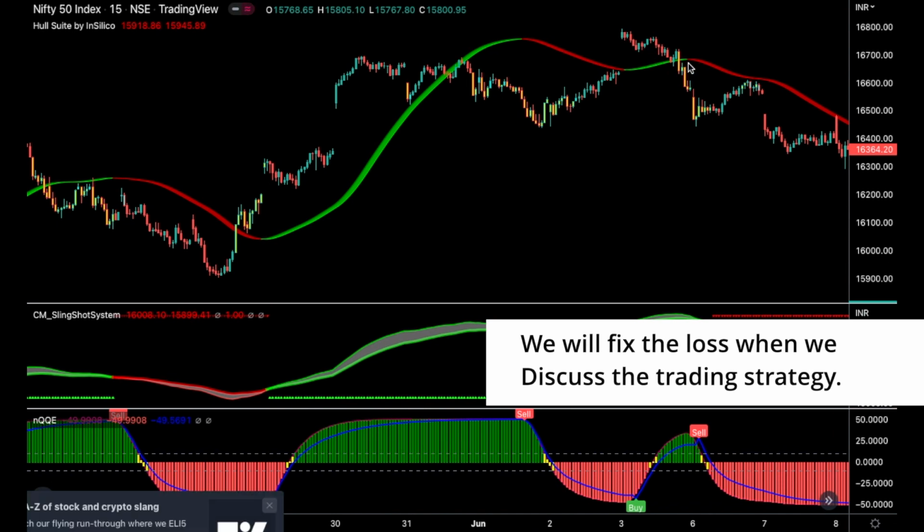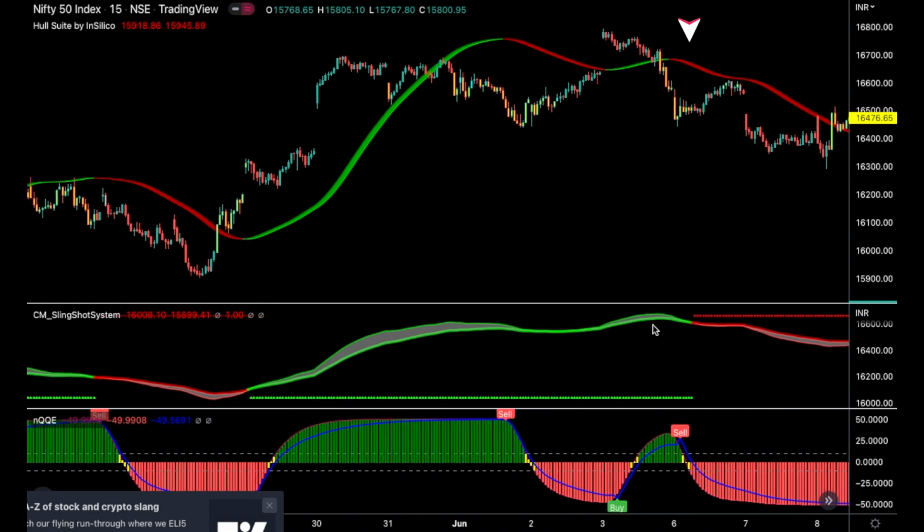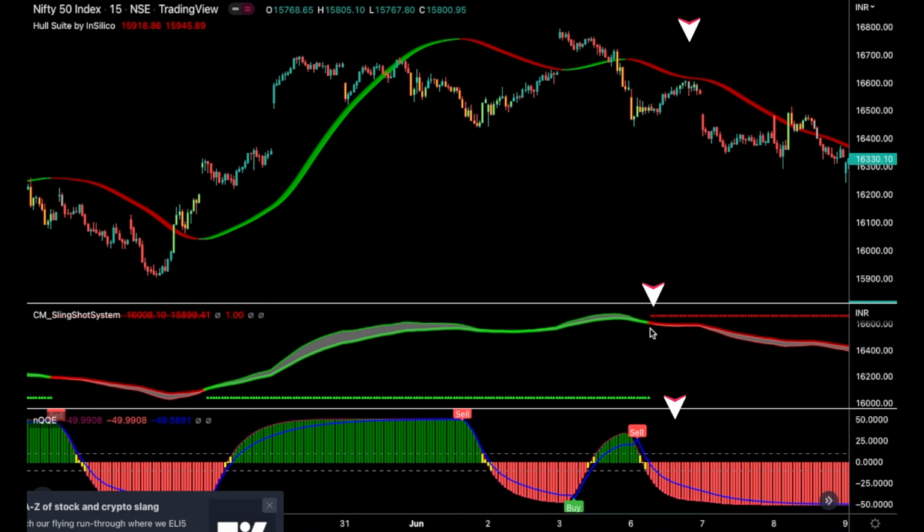Now we have a sell here. We do not have a sell here and we do not have a sell right here. So we should wait for the other two indicators to give a sell signal. Right here, the normalized QQE indicator gave a sell signal and the CM slingshot system also gave a sell signal soon after.